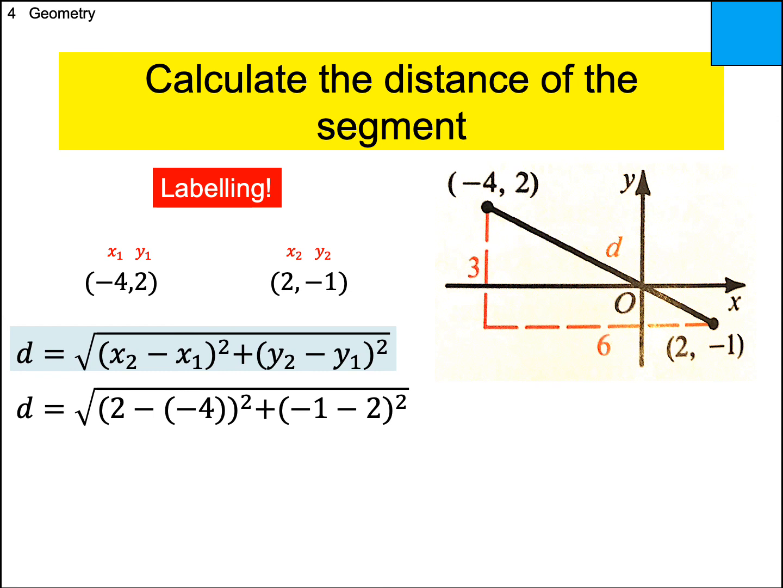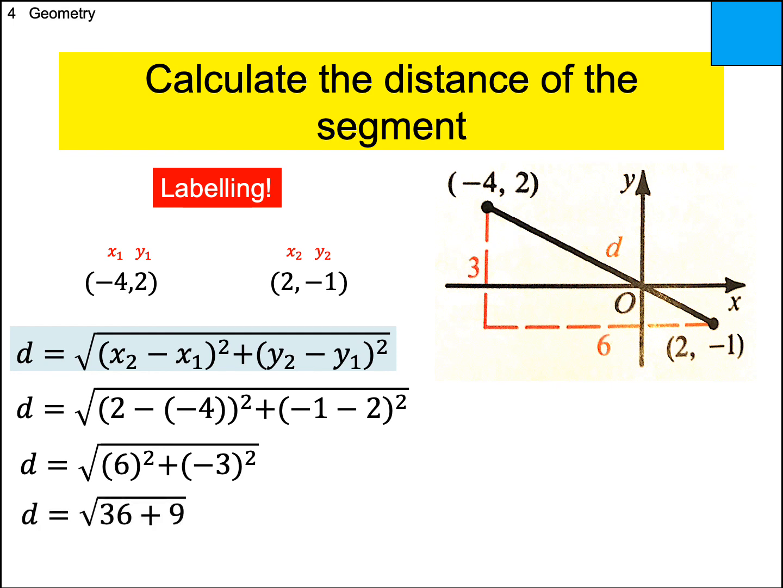Let's see. 2 minus -4 would be 2 plus 4, which is 6. I got to square that, though. And then -1 minus 2 is -3, and I got to square that. Okay? 6 squared is 36. -3 squared is 9. That gives me 45. And I said we're going to leave this as the exact answer. So is there any perfect square in 45? Sure, 9. The square root of 9 is 3. Okay, so 3 root 5 is the distance between those 2 points.